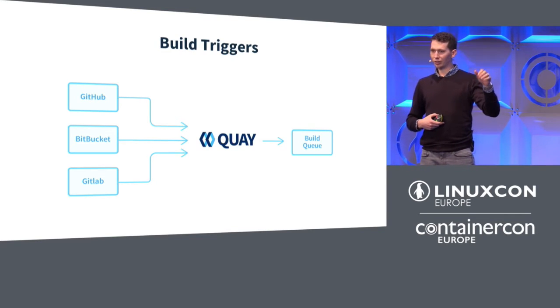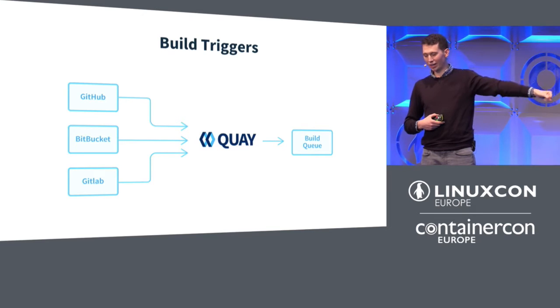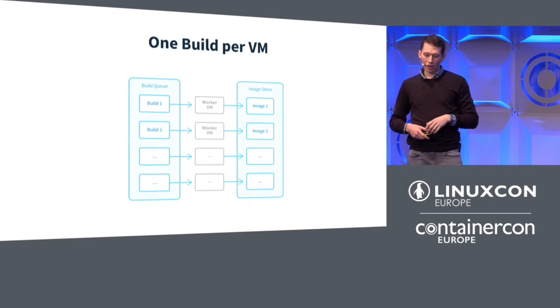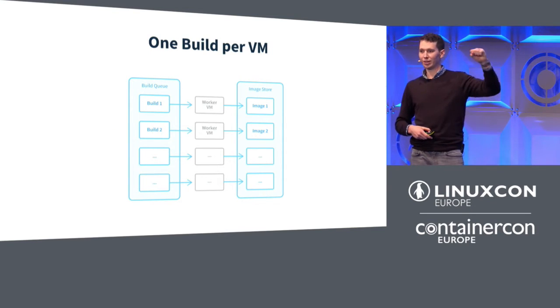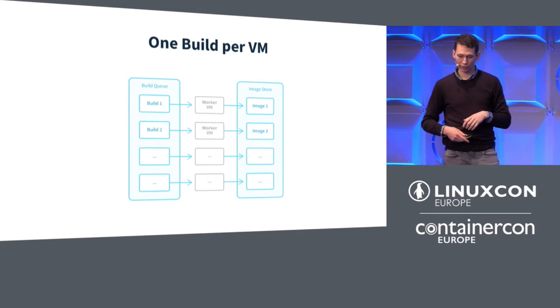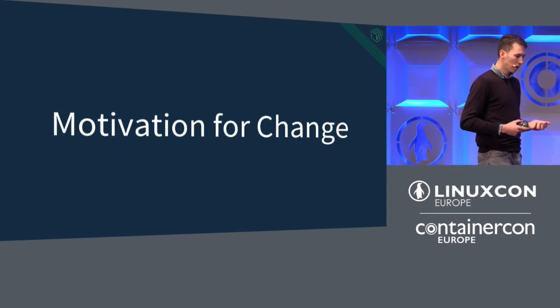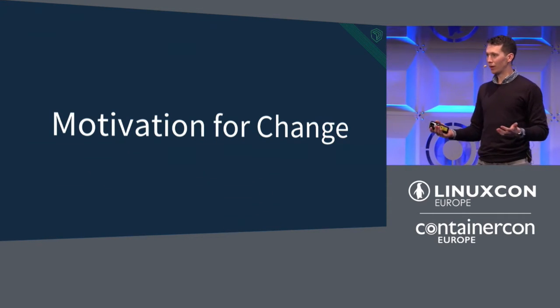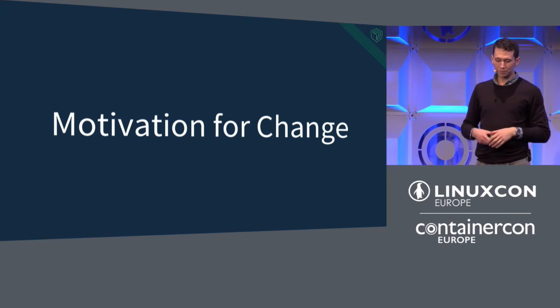The overall architecture looks like this. You check in some source code to GitHub, it goes to Quay through some webhook, and then it ends up in a build queue. And then in that queue, we have all these individual EC2 instances that chug through, compile the container image, and then push it to the image store. So this system's worked great. It's the system that if you use Quay, you've experienced for a long time.